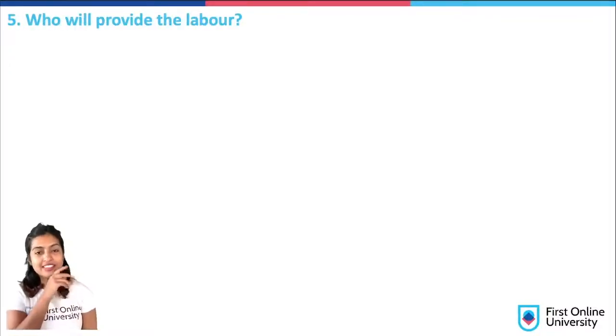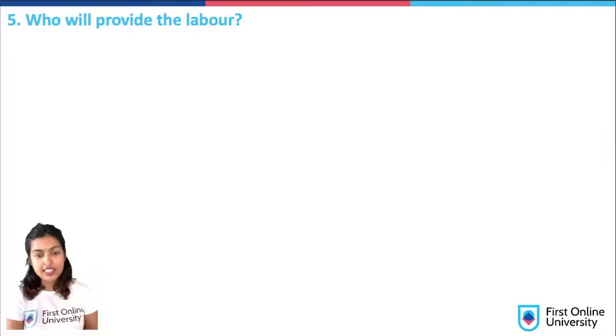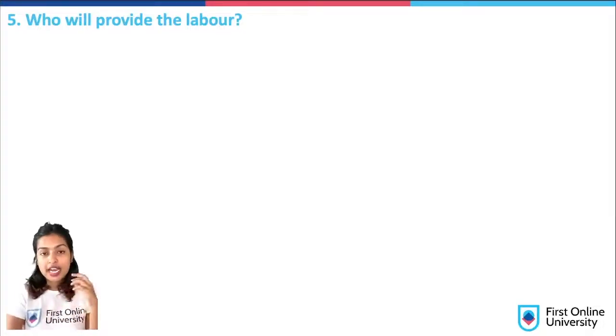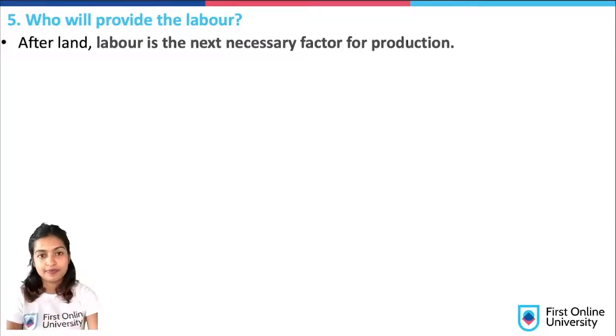Next we have the fifth kind of evaluation. Who will provide the labor? Now we have the land that is fixed. We know how much of the land is distributed between a small farmer, a medium farmer and a large farmer, and who exactly is providing the kind of work that is necessary for that particular land. So let us see.